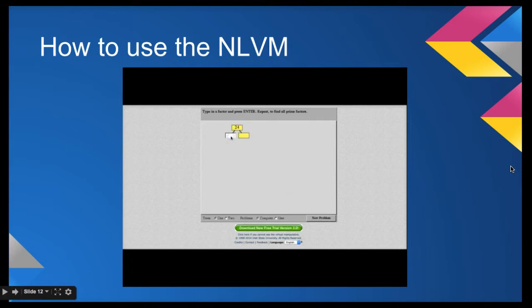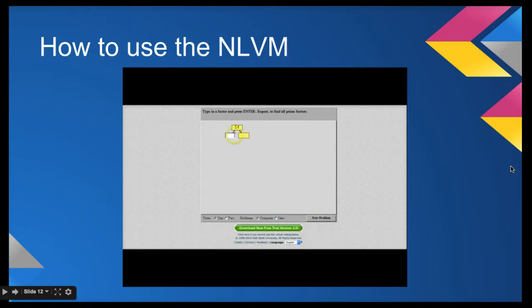And so type in a factor, press enter. 24 is 8 and 3. Look at that. And this is 4 and 2. And this is 2 and 2. And then there's your factor tree. 2 times 2 times 2 times 3. Those are all your factors.